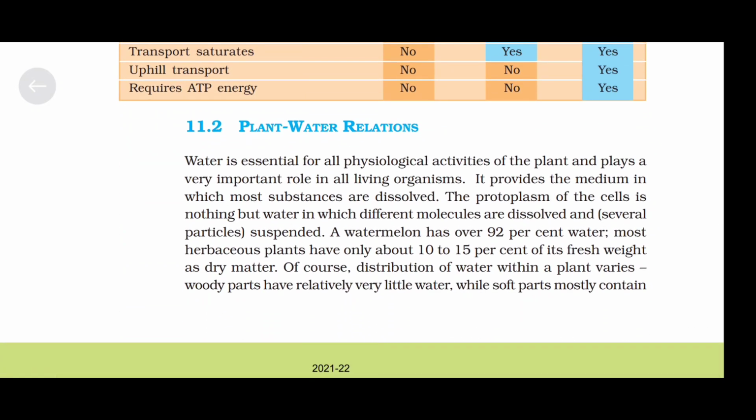Plant water relations. Water is essential for all physiological activities of the plant and plays a very important role in all living organisms. It provides the medium in which most substances are dissolved. The protoplasm of the cell is nothing but water in which different molecules are dissolved and several particles are suspended. A watermelon has over 92% water. Most herbaceous plants have only about 10 to 15% of their fresh weight as dry matter.